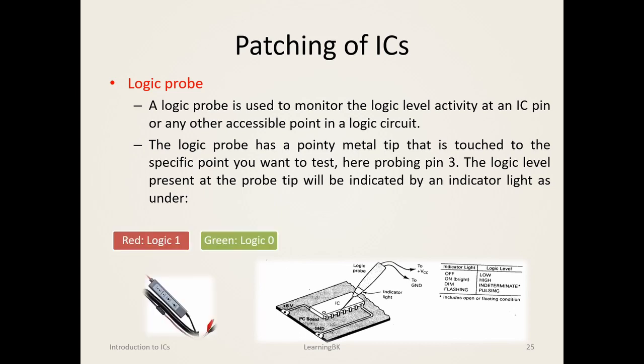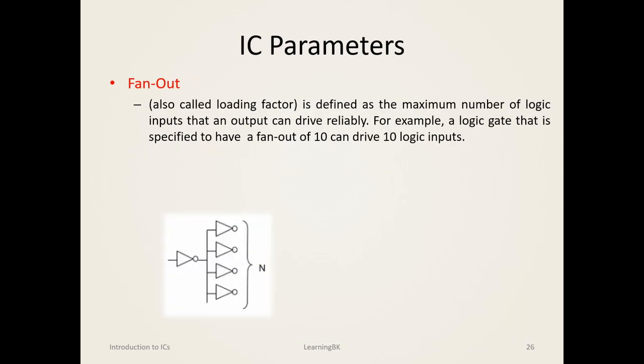Another version of the logic probe has different visual indications for logic low and high. For example, the red usually refers to logic 1 and logic 0 is shown by the green LED. Now we are going to talk a little bit about some properties or parameters of ICs. One of the most important parameters is the loading factor or fan out.